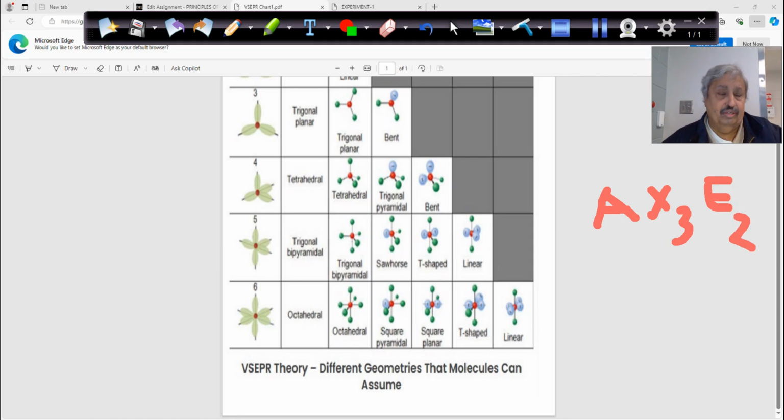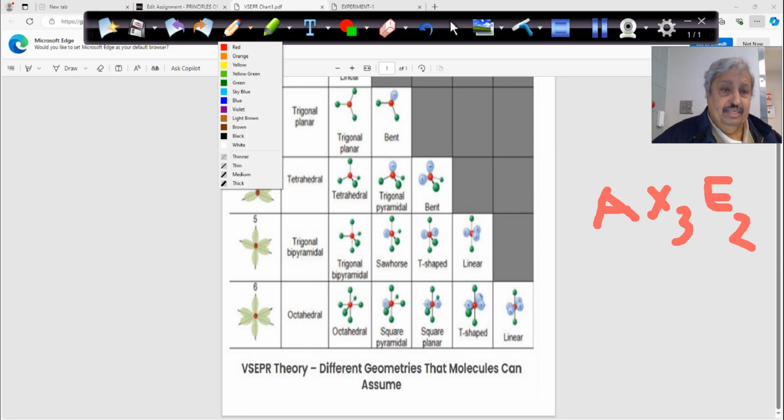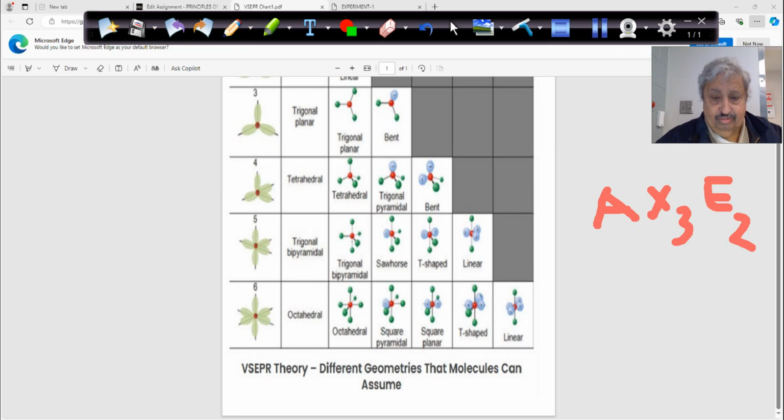Now, don't tell me that's not polar. That's a typo. It has 2 sets of lone pair. It has to be polar. Anytime the central atom has a lone pair, it is polar. So this one here, the last one we are doing, if you look at this, it has 2 sets of lone pair and 3 terminals.